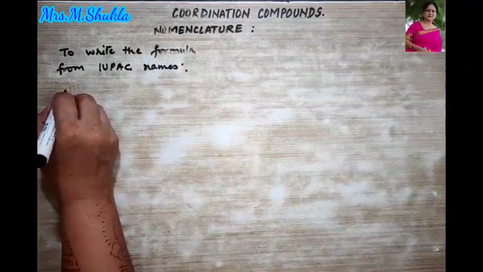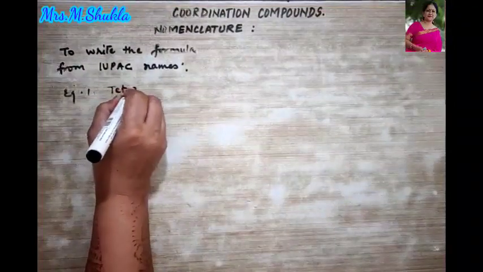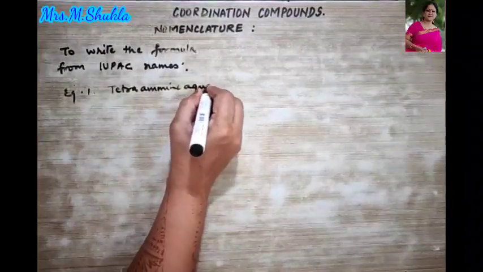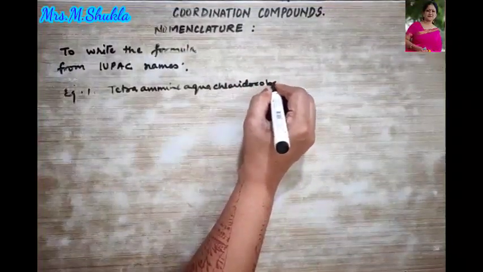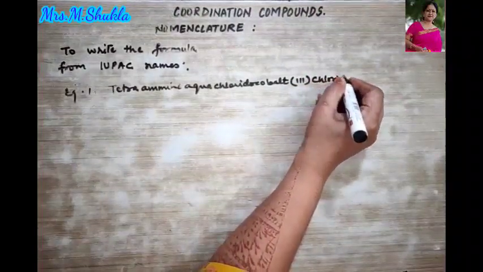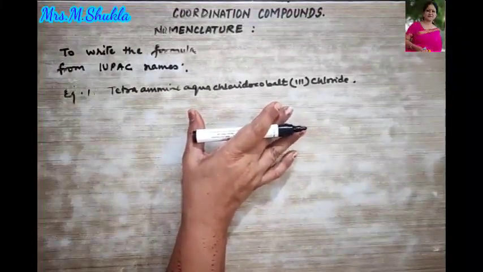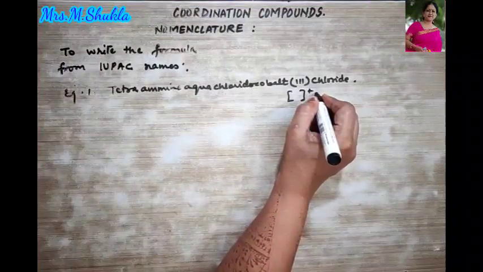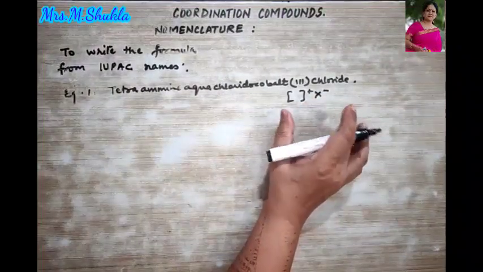Take certain examples over here. Example 1. Tetramine aqua chlorido cobalt 3 chloride. Okay. Now firstly try to judge what kind of a complex compound this is. This is your plus X minus. This is your cationic complex.